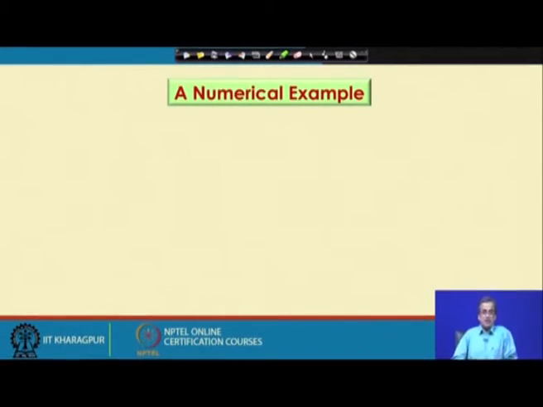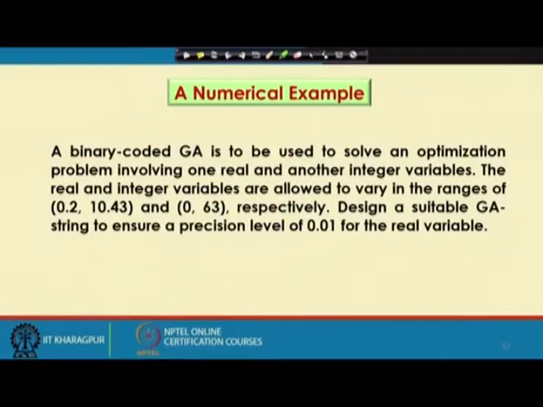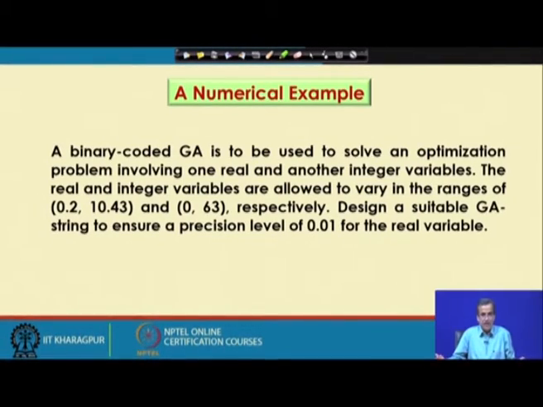Now, I am going to solve one numerical example to help you understand how to carry out the calculation a little bit in binary coded GA. Here, I am going to discuss how many bits are to be assigned to represent the real variable and the integer variable if you want a desired level of precision.